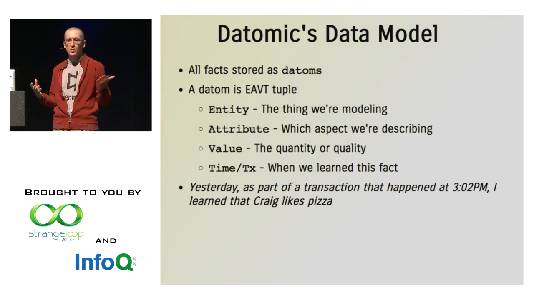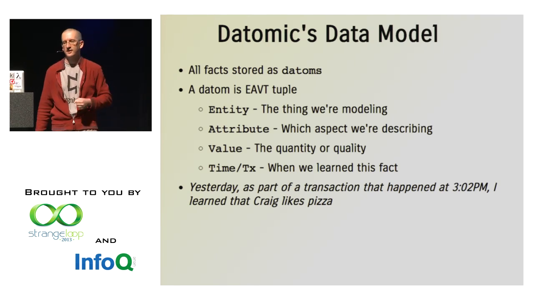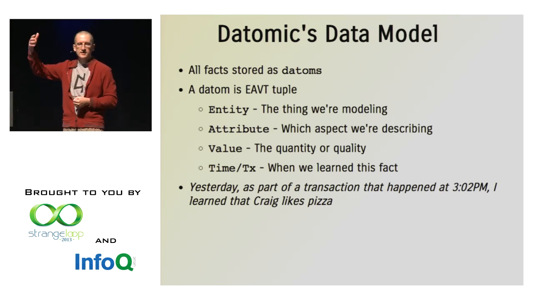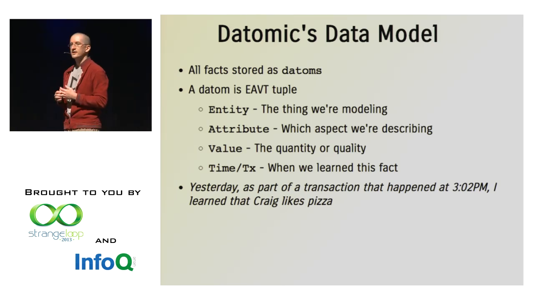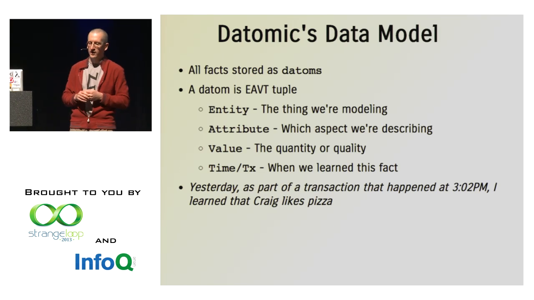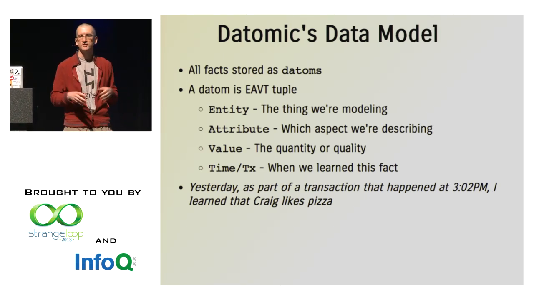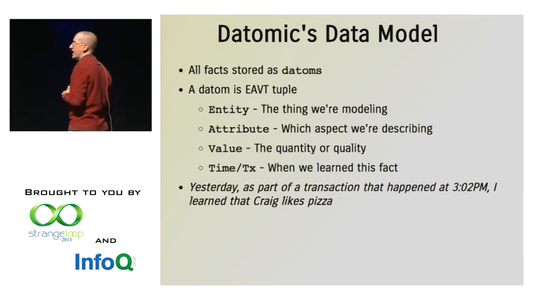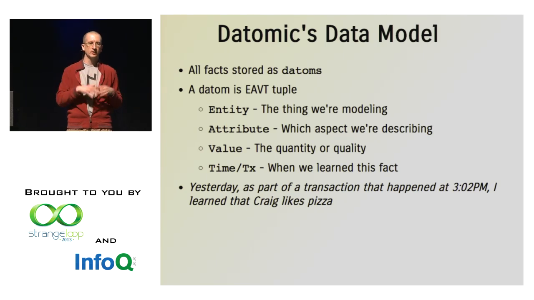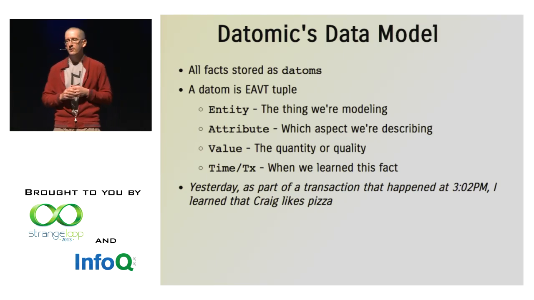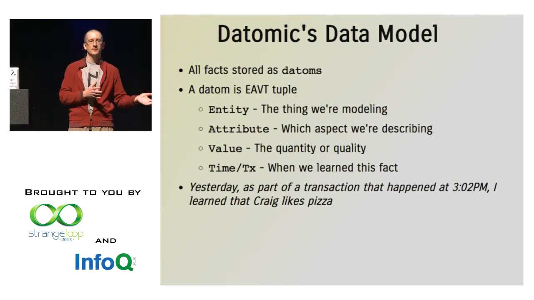In our system, it's going to be things like hotels. We're going to say a hotel is an entity, or an event is an entity. It's the thing that we're talking about, the thing that we're modeling. And each of those entities can have one or more datums that talk about them, and we use attributes to describe some aspect of that entity. A hotel might have a location, so there's an attribute that describes locations of things. And then there's a value that says the actual quantity or quality. The location would be Times Square.